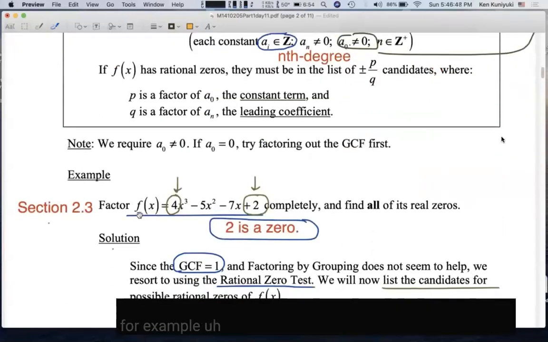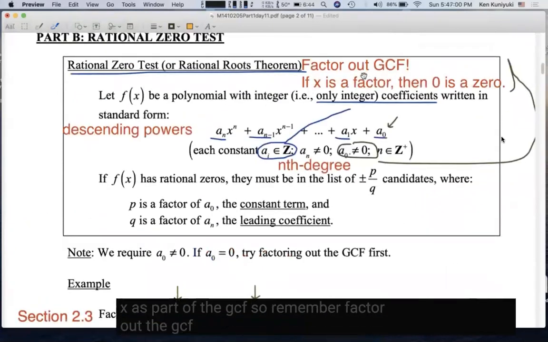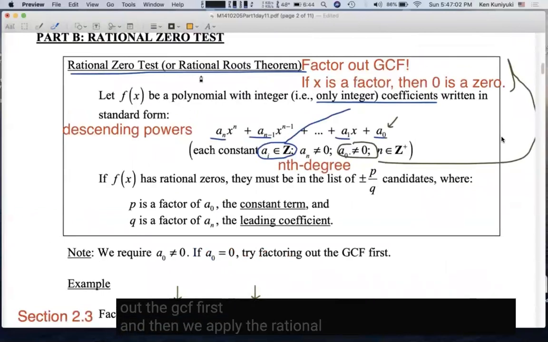For example, in our f of x example here, we had a positive 2 at the end. If each of the terms had an x in it, then you could factor out at least an x as part of the GCF. So remember, factor out the GCF first, and then we apply the rational roots theorem to the rest.